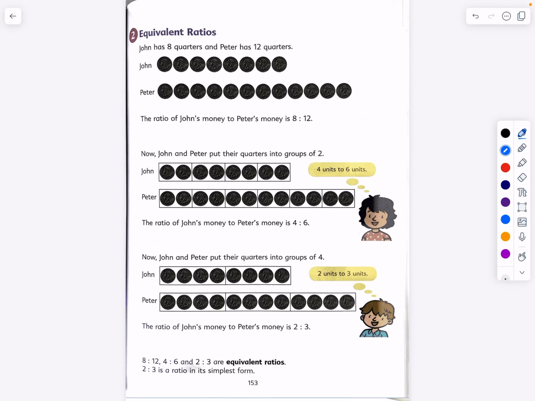We continue to learn about ratios. For example, we always start with a word problem. For example, John and Peter have money. Of course, we like to talk about coins. In this case, they have quarters.